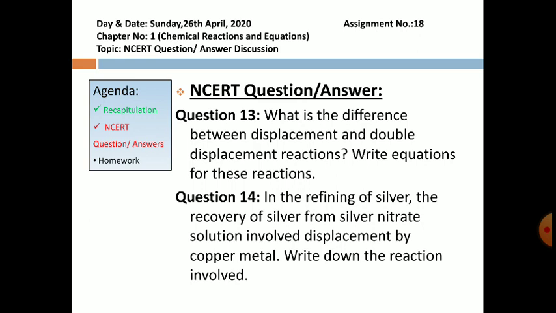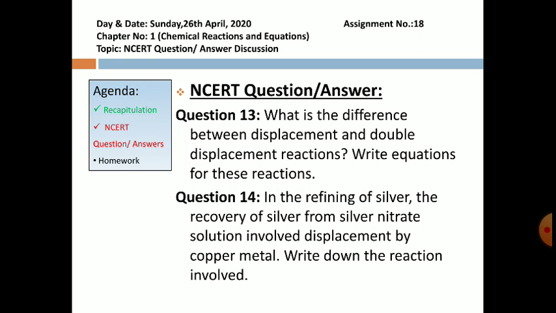The example, Na2SO4, sodium sulfate, when it reacts with barium chloride, BaCl2, gives BaSO4 plus 2NaCl. Question number 14. In refining of silver, the recovery of silver from silver nitrate solution involves displacement by copper metal. Write down the reaction involved.